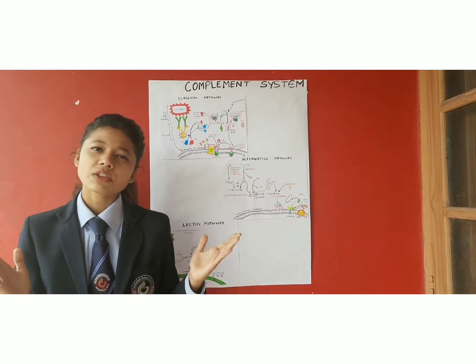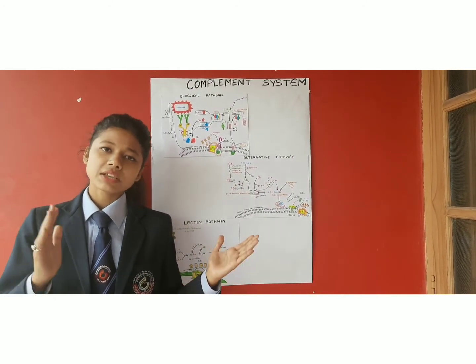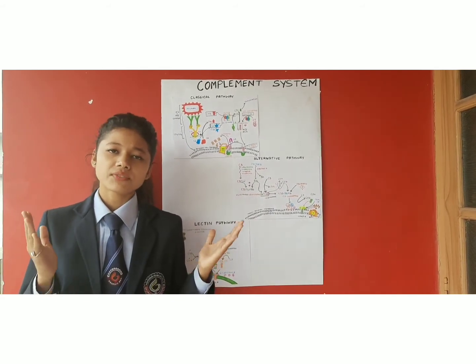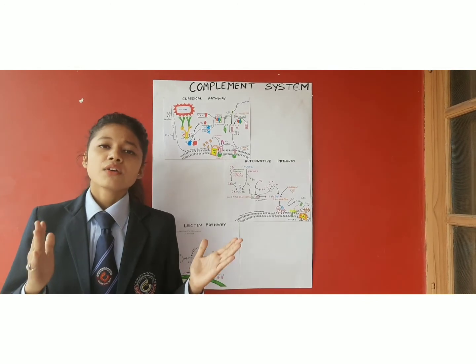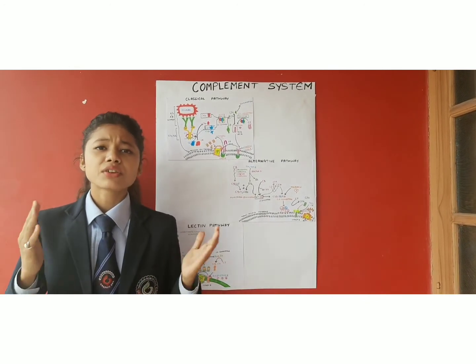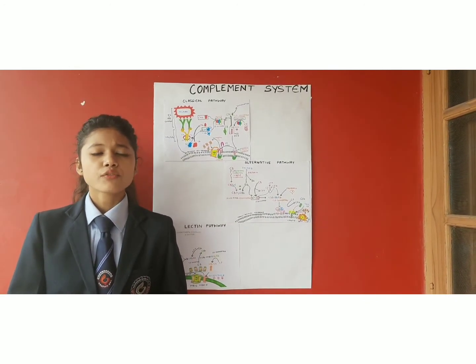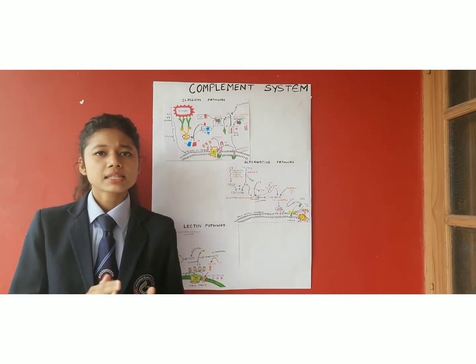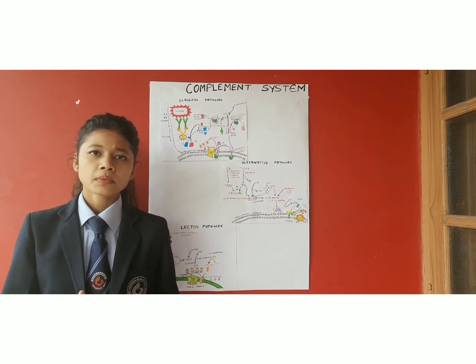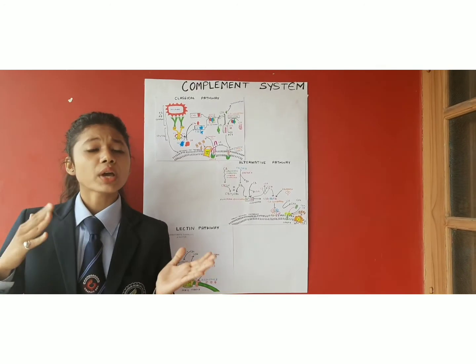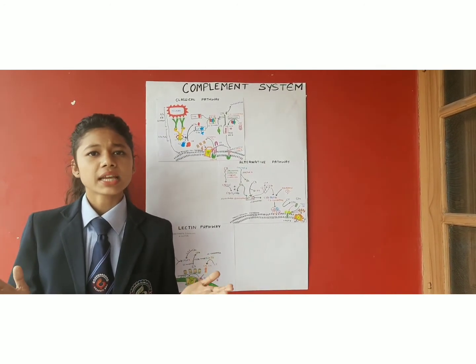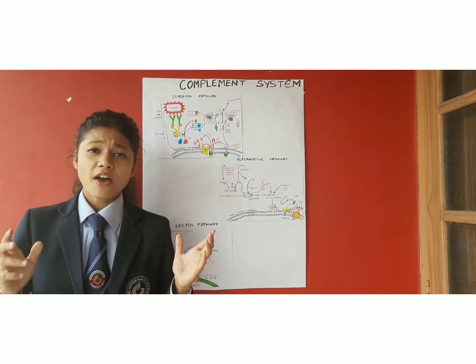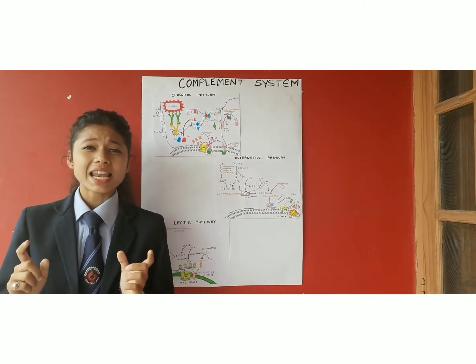As the name suggests, C5 convertase will act upon C5 and convert it into C5a and C5b. C5b, being a larger and active fragment, will now enter into the pathogen membrane and will recruit C6 and C7 proteins, forming the C5b6-7 complex. Now, the C5b6-7 complex will recruit another protein, that is C8, forming the C5b6-7-8 complex. Now, this complex has the capability to polymerize the C9 protein.